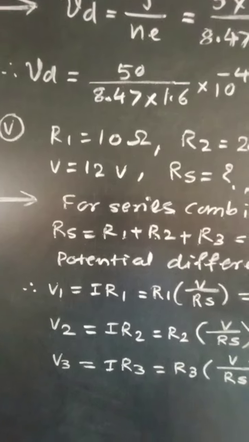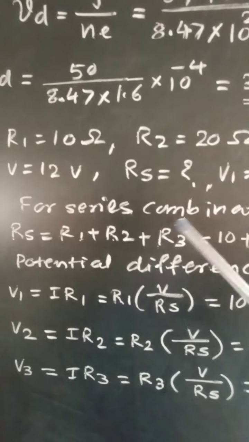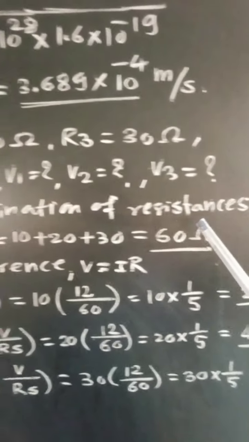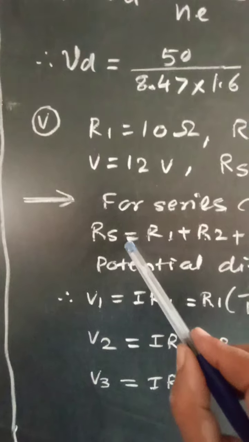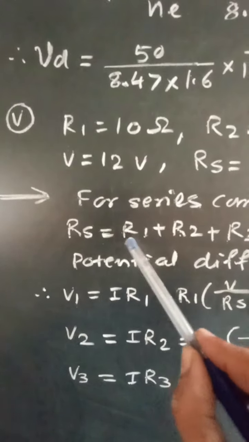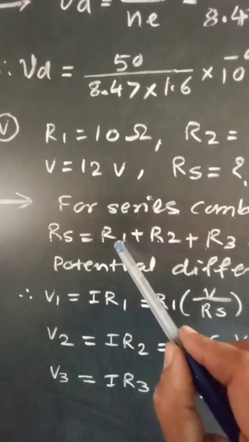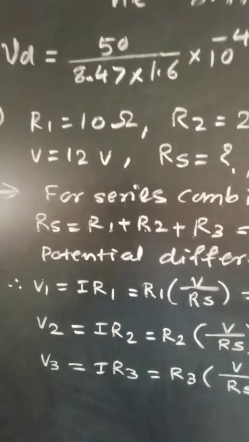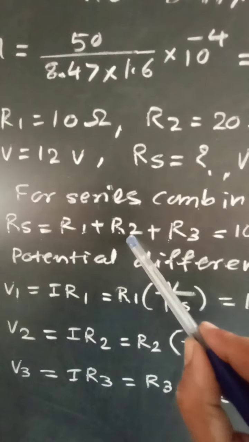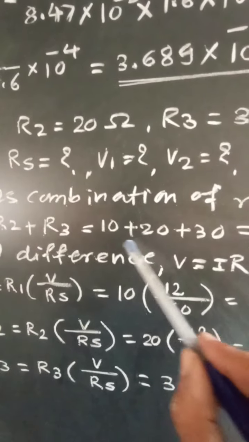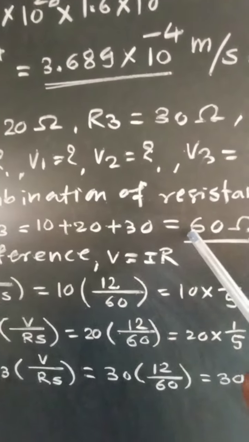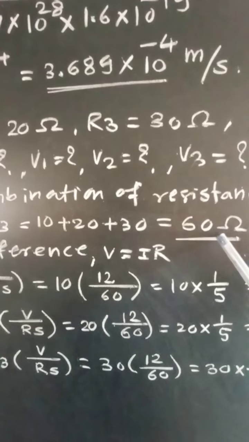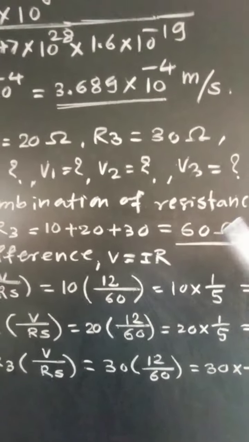Now we know that when the resistances are connected in series, then for series combination of resistances, equivalent resistance Rs will be equal to sum of the resistances, that is R1 plus R2 plus R3. As here three resistances are connected, therefore Rs will be equal to R1 plus R2 plus R3. Putting the values, we will get 10 plus 20 plus 30, that will be equal to 60 ohm. So equivalent resistance of series combination comes out to be 60 ohm.